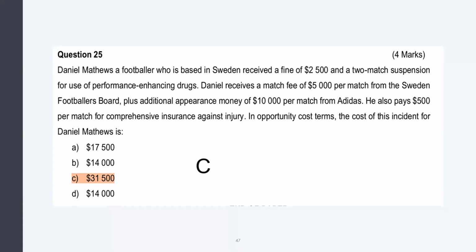So he used some drugs, he got a suspension plus a fine. Daniel receives a match fee of 5,000 per match when playing for Sweden footballers, right? Plus an additional appearance fee of 10,000 a match. He also pays per match comprehensive insurance against injury, 500 rand per match. In opportunity cost terms, the opportunity cost of this incident for Daniel Matthews is what?